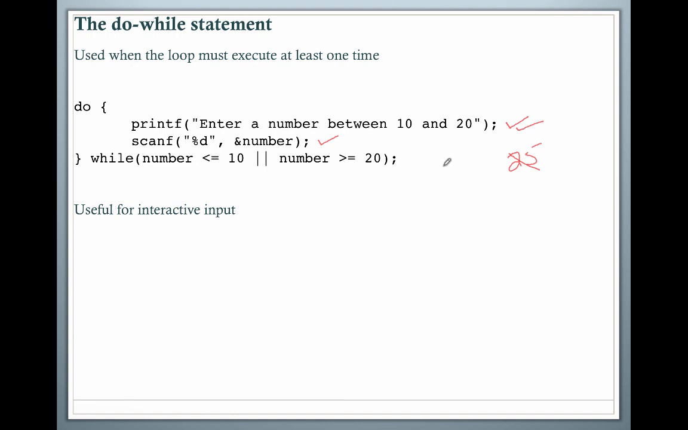The user enters the number 11. So this is false, because 11 is not less than or equal to 10. And this also becomes false because 11 is not greater than or equal to 20. So that would end the loop, and then you would have your value of your number, and you could continue on because you've got the kind of input that you desire.